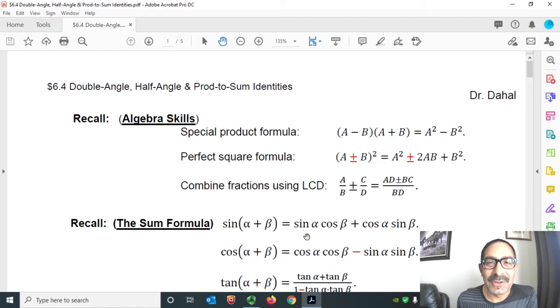In today's class I am going to cover double angle identities, half angle identities and product to sum identities. Now let's begin the class right away.